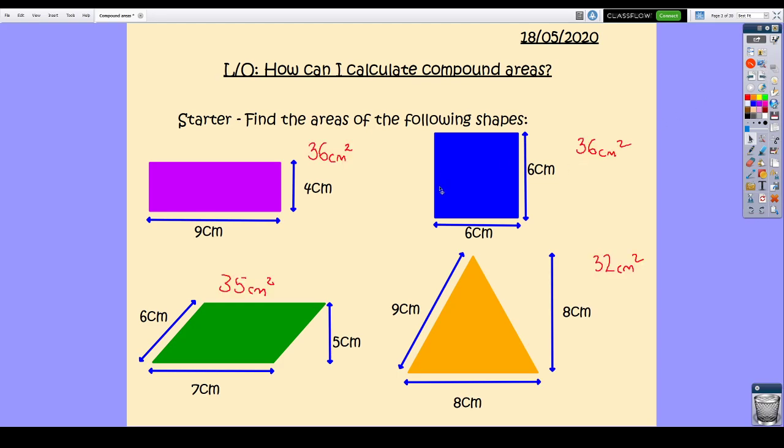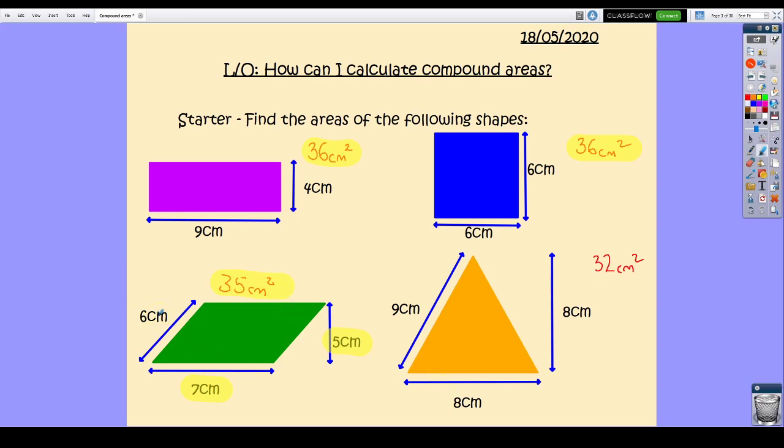So first rectangle here, we should have had 9 times 4 to get our area, so we get an area of 36 centimetres squared. For the blue square here, we should be doing 6 times 6 to get 36 centimetres squared as well. For our parallelogram here, then we should be doing base times height, so we only need to do the 7 times the 5 to give us 35 centimetres squared.